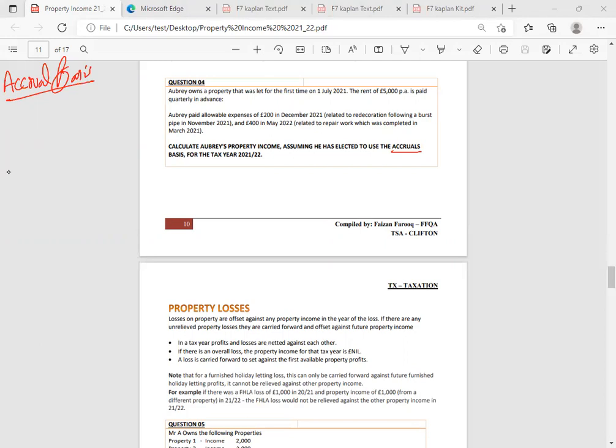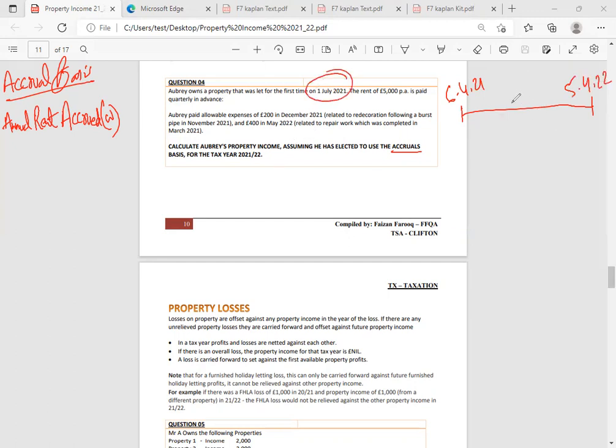Okay. Did they mention accrual basis? Yes, they did. Okay, so how to do accrual basis? So annual rent. Here we will not write received. Here we will write accrued, and we will do a small working. This is my tax year. It starts from 6th April 21 and is going to end on 5th April 22.